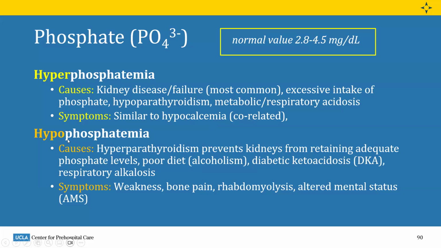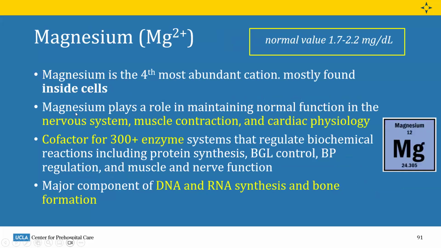And then hypophosphatemia, that's going to be caused by essentially hyperparathyroidism that's preventing our kidneys from reabsorbing the phosphate levels, or from poor diet, diabetic ketoacidosis, or respiratory alkalosis. What's that going to cause? Weakness, bone pain, rhabdomyolysis, altered mental status.